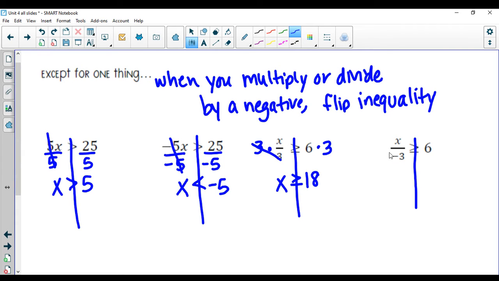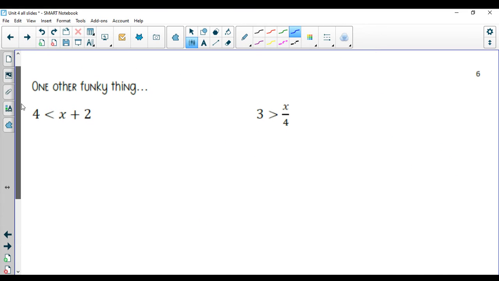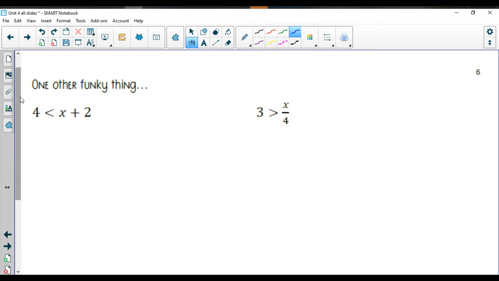In the next example, I'm going to multiply by a negative 3 on both sides. Because I am multiplying by a negative 3, I need to flip my inequality sign, and I get x is now less than or equal to a negative 18. One other funny thing that happens here: we always want our x to be on the left-hand side because that's the only way that we can actually graph our inequality accurately.